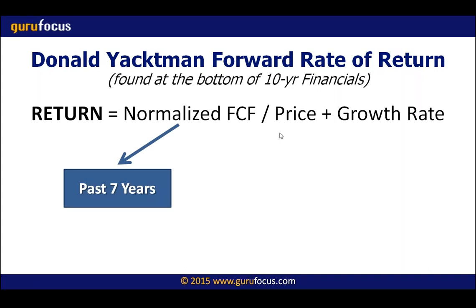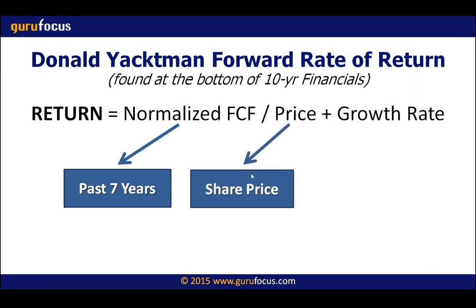Okay, so the normalized free cash flow over the last 7 years, right? What have they done the last 7 years? Let's add them up, divide by 7, and get a normalized rate. If it's a company that's grown a lot, you might want to look at the last few years. For a company that's declined in recent years, you want to look kind of in the middle. He gets a normalized free cash flow, that's per share, and then divides by that share price.